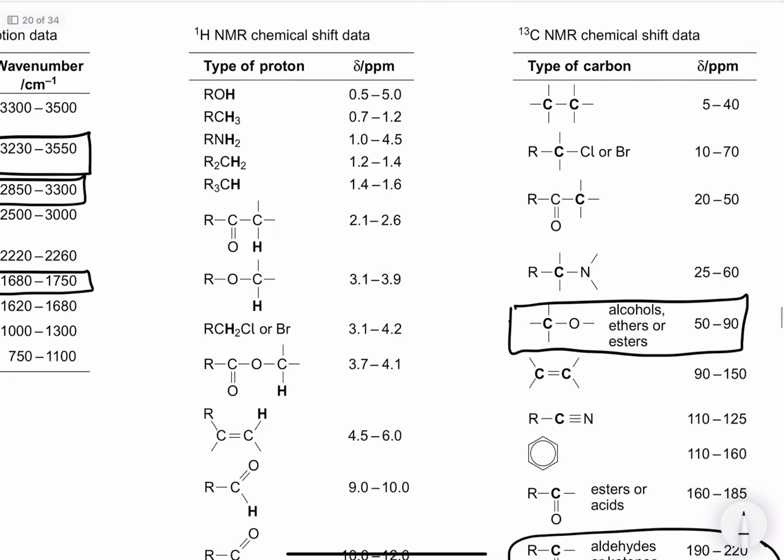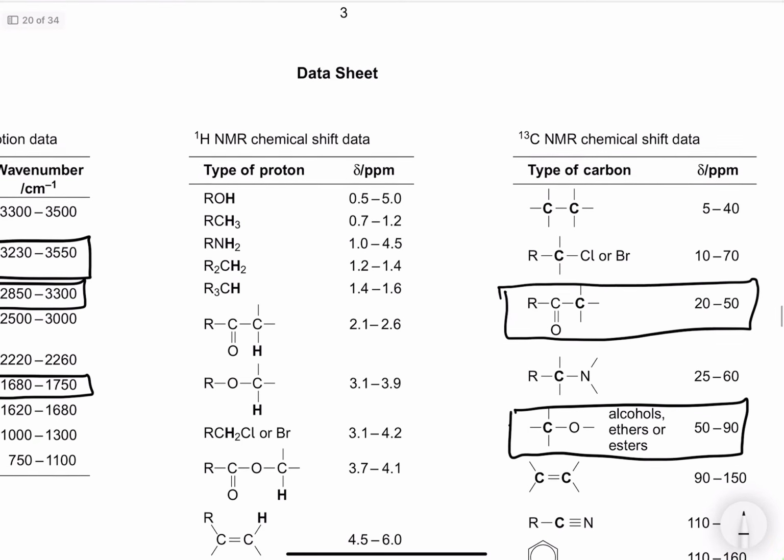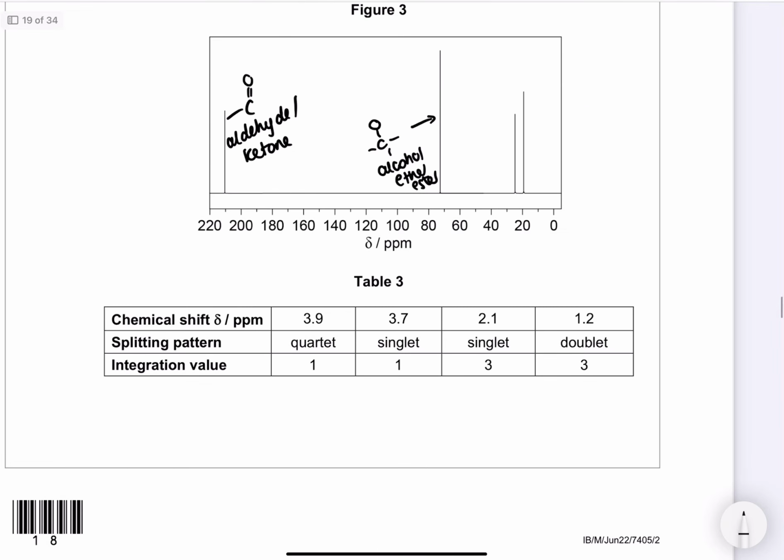It's quite hard to say what they are, but we do know that we have a C double bond O, so it's likely that we've got a C next to the C double bond O, and then the bottom one just being the CC type, and then this one is the C that's next to a C double bond O.